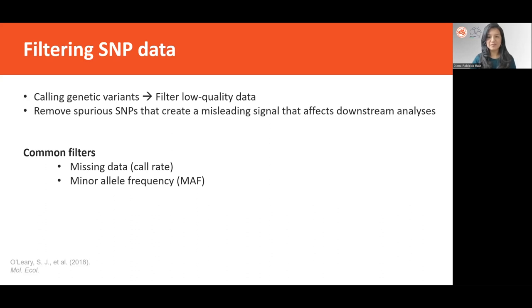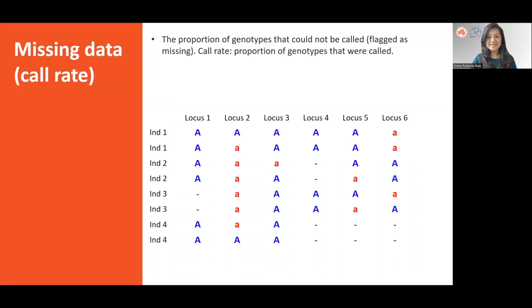There are a number of SNP characteristics that we can use to detect low quality and erroneous SNPs, including the amount of missing data for a given SNP and the frequency of the less common allele, also known as the minor allele frequency. Missing data refers to the proportion of genotypes that could not be called and therefore are flagged as missing. The inverse is the call rate, which is the proportion of genotypes that were called.